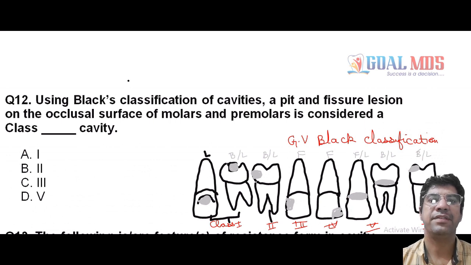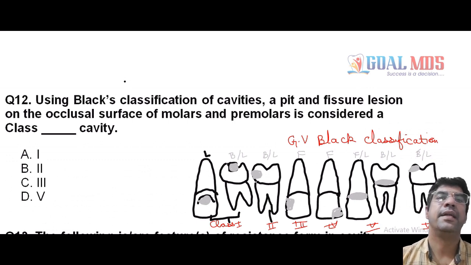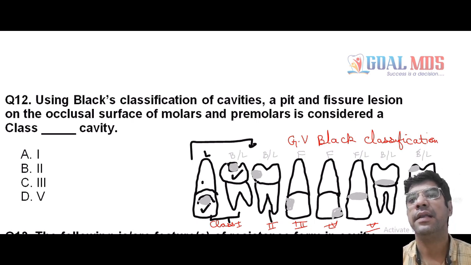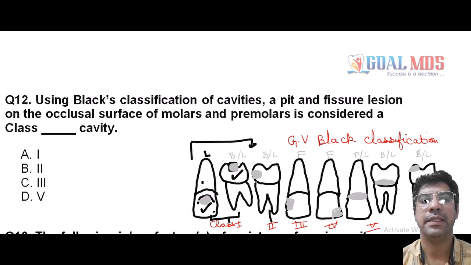Using Black's classification of cavity, a pit and fissure lesion on the occlusal surface of molar and premolar is considered a class 1 cavity. Class 1 cavity is the caries that affects the pit and fissure on the occlusal two thirds of the molars and premolars, and the lingual part of the anterior teeth.